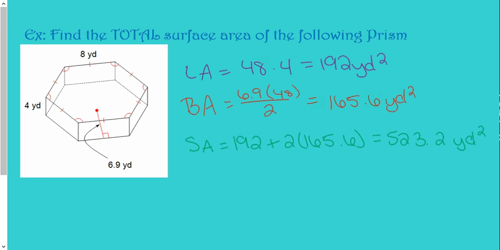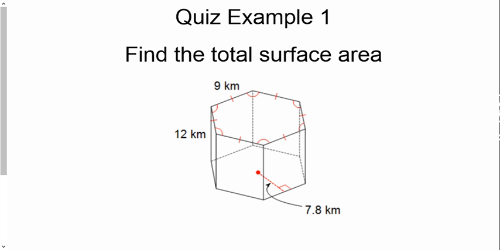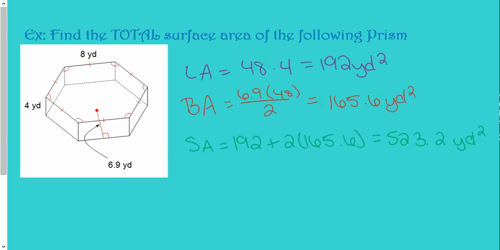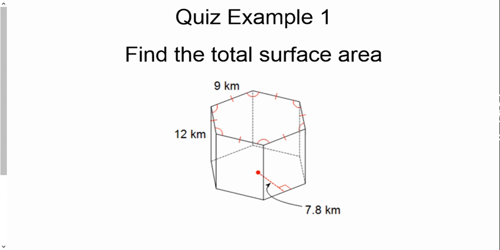So I want you to go back if you're still confused, watch the video again, look at all the examples, make sure you understand it, and then I have 2 questions for you. The first one is I want you to find the total surface area of this prism. Now, go back to this example, it'll help you. But I want you to solve this one on your own. I'm not going to help you at all. And I want you to put your answers on Edmodo on the quizzes.